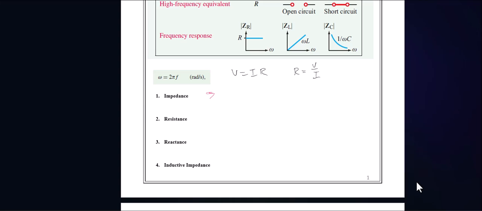Impedance is Z. It's the letter Z, and I usually put a little line in my Z's. It is the voltage phasor over the current phasor. And it is always a complex number, but remember, a complex number has a real part and an imaginary part. And either the imaginary part or the real part could be 0.